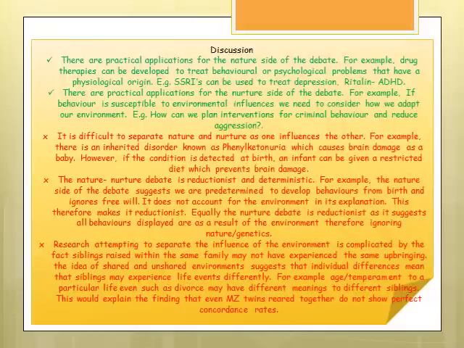Also, research attempting to separate the influence of the environment is complicated by the fact siblings raised within the same family may not have experienced the same upbringing. The idea of shared and unshared environments suggests that individual differences mean that siblings may experience life differently. For example, age and temperament mean a particular life event, such as a divorce, may have different meanings to different siblings. This would explain the findings that MZ twins reared together do not show a perfect concordance rate.